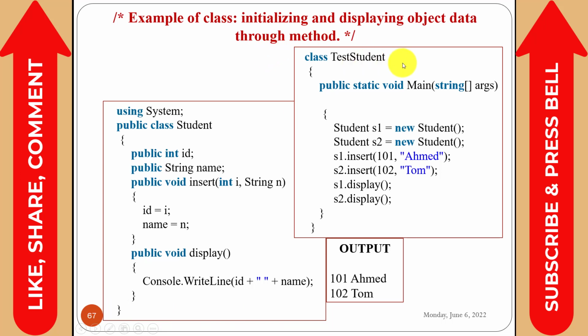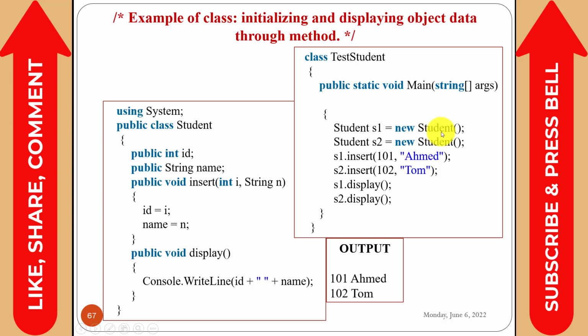Come to the next class, TestStudent. Inside TestStudent we have a Main method. Main is the entry point of the program. Inside the Main method we are creating objects for the Student class. We are creating two objects here, s1 and s2. The first Student is a user defined data type. The second Student is a constructor of the class Student. So here Student s1 is an object of type Student. Assignment operator, then new, a keyword to allocate memory at runtime, and the Student constructor.